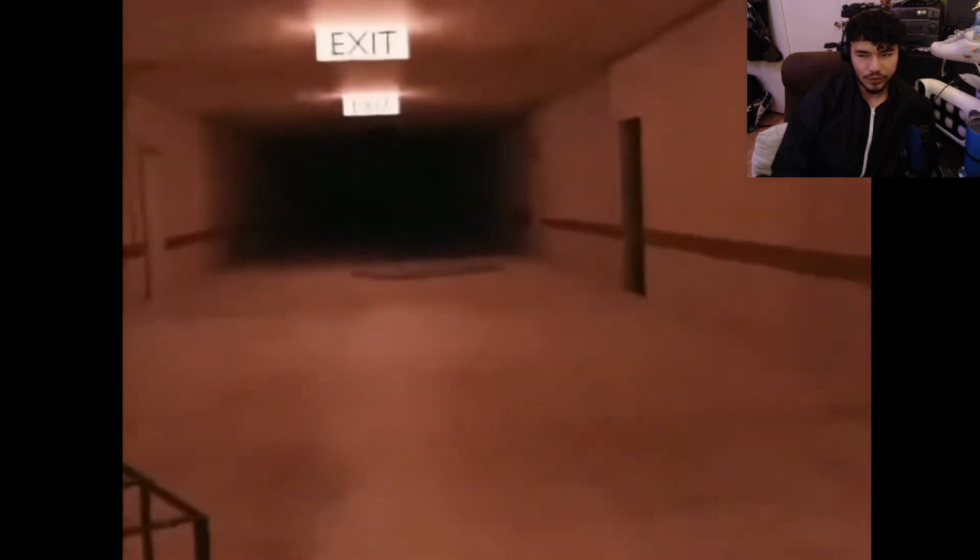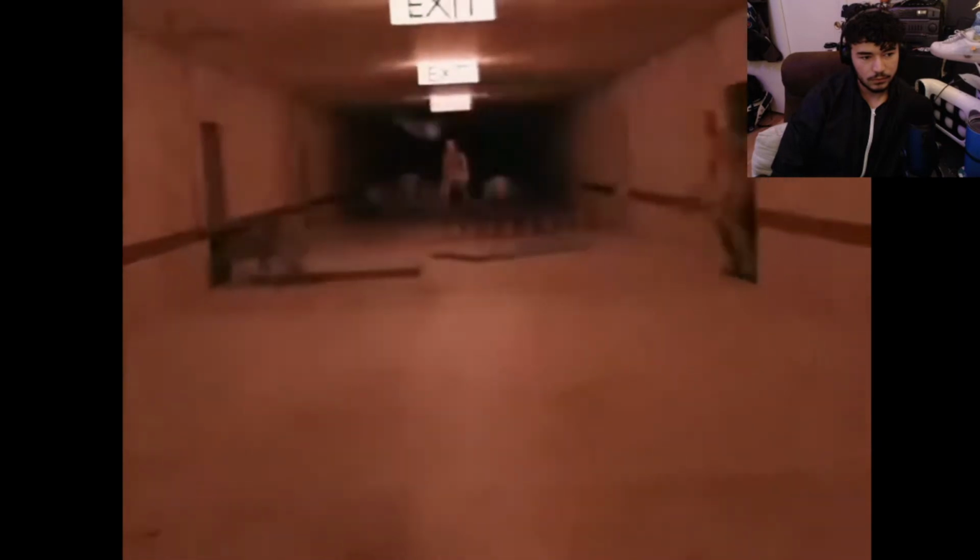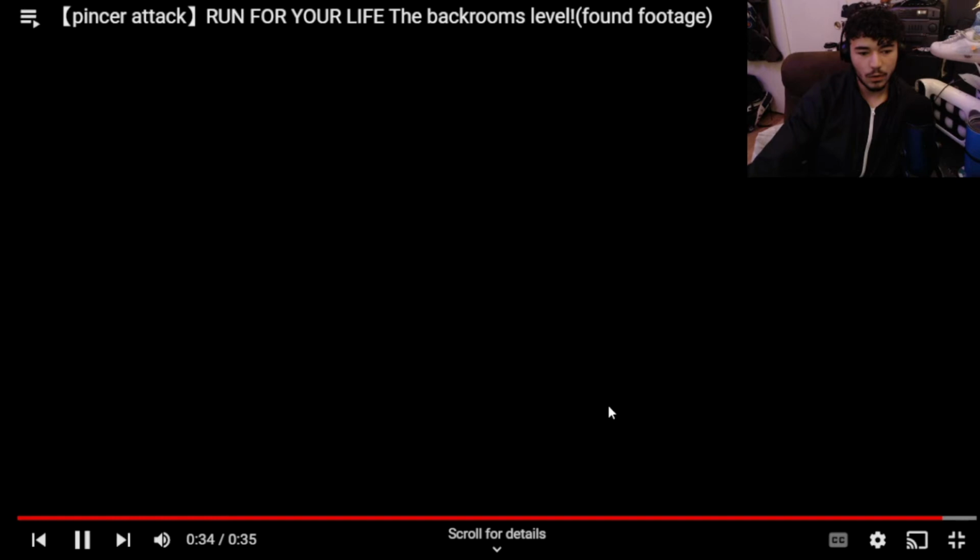It looks like the Run for Your Life level. Actually, the title of this is Run for Your Life. Oh, heck no, dude. Oh, both sides. Wait, nah, dude. That's not how the Run for Your Life level actually works. So there's no way to actually escape because they're coming from both sides and it's one hallway.